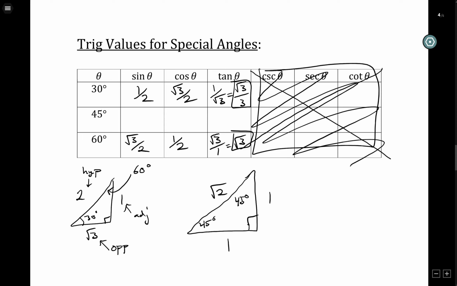So which one do we want to orient to? Let's orient to this one. It doesn't really matter because both of these sides are the same, but here I'm calling this one the opposite, here I'm calling this one the adjacent, here I'm calling this one the hypotenuse.